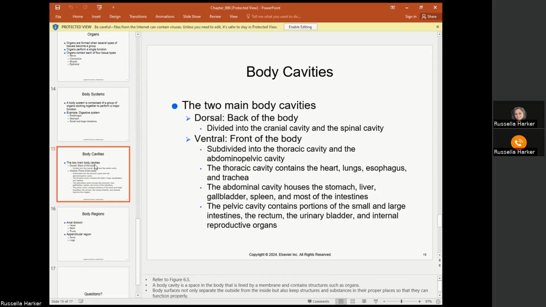The 2 main body cavities are the dorsal, which is the back of the body, divided into the cranial cavity and the spinal cavity, and the ventral, which is the front of the body. It's subdivided into the thoracic cavity and the abdominopelvic cavity. The thoracic cavity contains the heart, lungs, esophagus, and trachea, while the abdominal cavity houses the stomach, liver, gallbladder, spleen, and most of the intestines. The pelvic cavity contains portions of the small and large intestines, the rectum, the urinary bladder, and the internal reproductive organs.